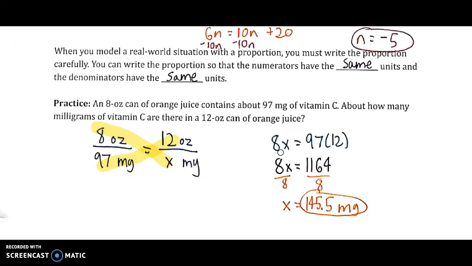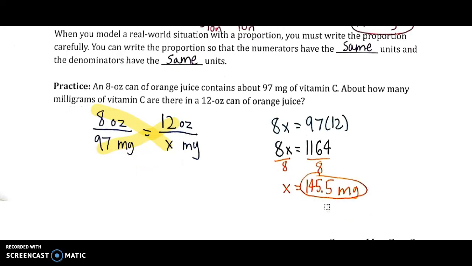And again, if I want to get rid of that multiplication with 8x, I can just take one more step and divide both sides by 8. So if I get my answer as a decimal, that should be fine. That would come out to about 145.5 milligrams. So make sure you have these notes complete, and remember we'll work on some practice together in class.